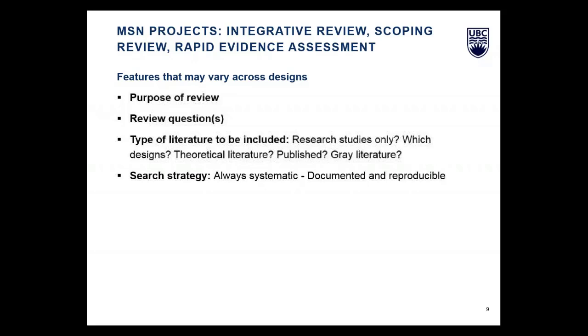The type of literature that's included varies, whether it's all research studies. If so, what type of designs? Do you include theoretical literature? Do you include gray literature, some of which might be research, some not, only published literature? One thing that is consistent is that the search strategy is always systematic and that it should be documented, and the search should be reproducible because that's more objective.